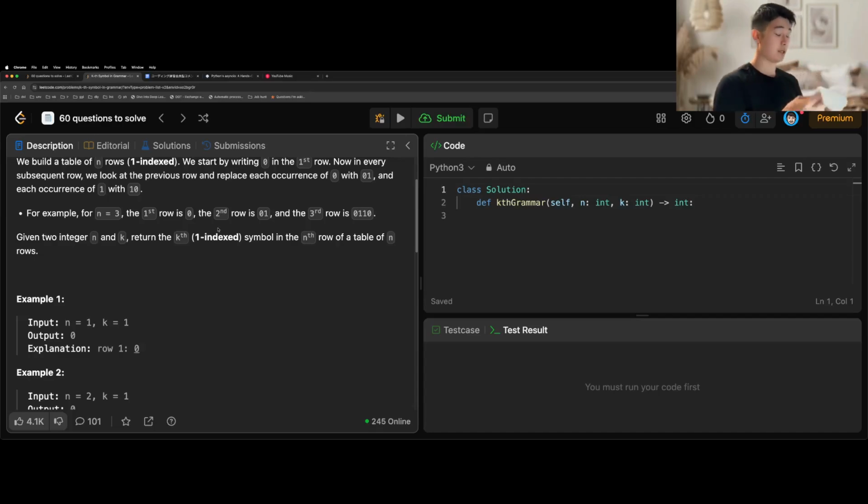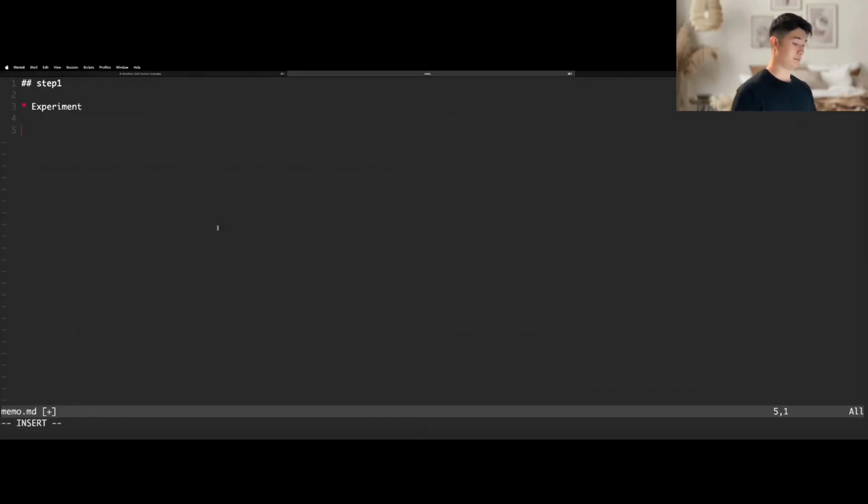So what's going to happen is that you have n. Alright, you have 0 first. Let's say this is 1. And in the second row, you have 0, 1, according to the rule. And then in the third row, you are going to have 0, 1.